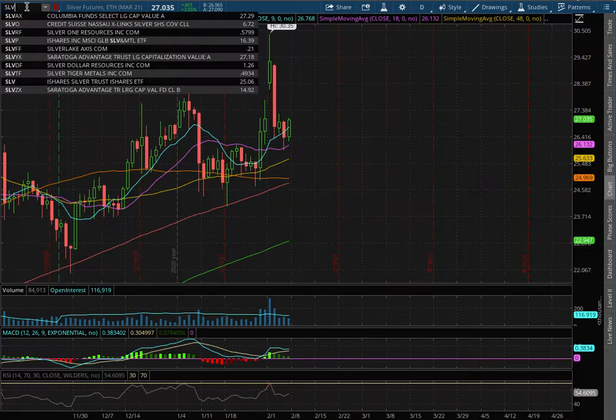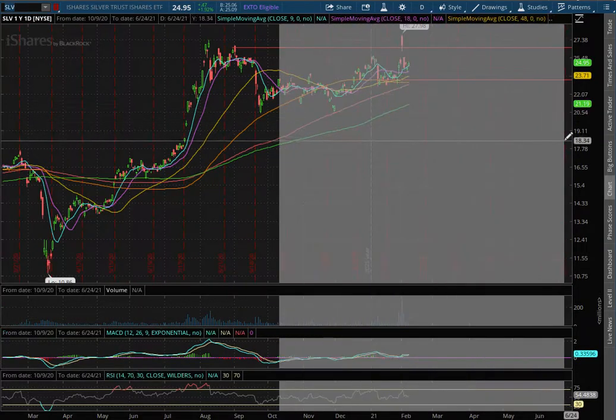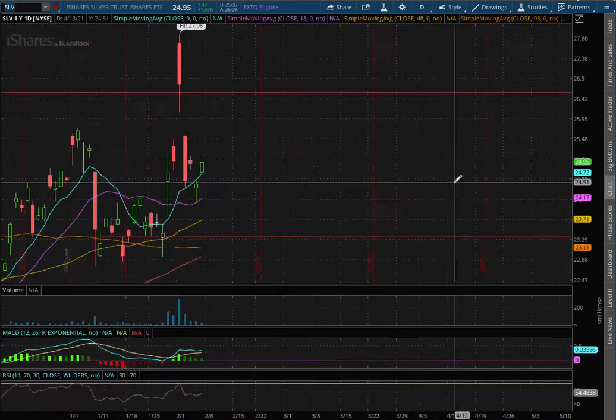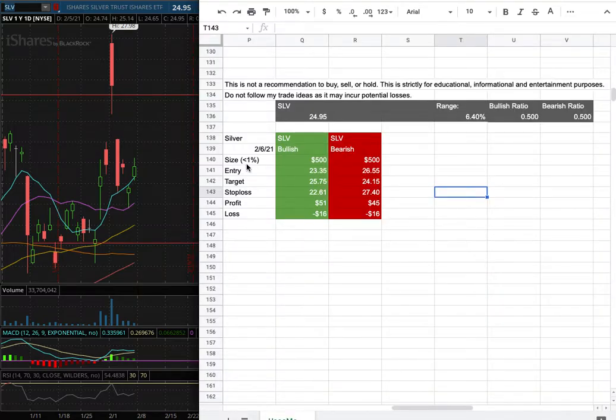As for the trade idea of the week, I'll be trading SLV, and my position size for it is less than 1% of my portfolio, and my long entry is at $23.35, and that is this range here. My sell target is at $25.75, and my stop loss is at $22.61.